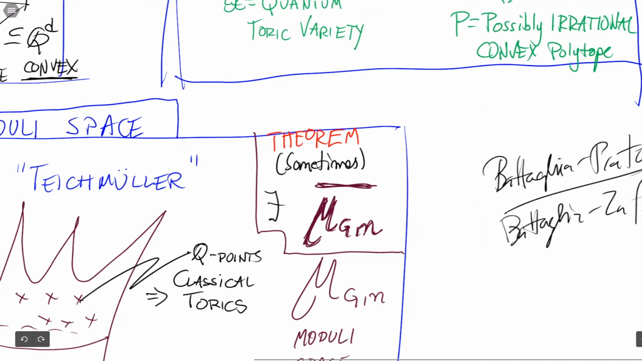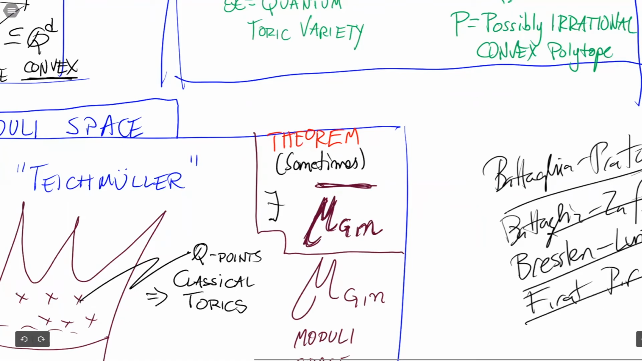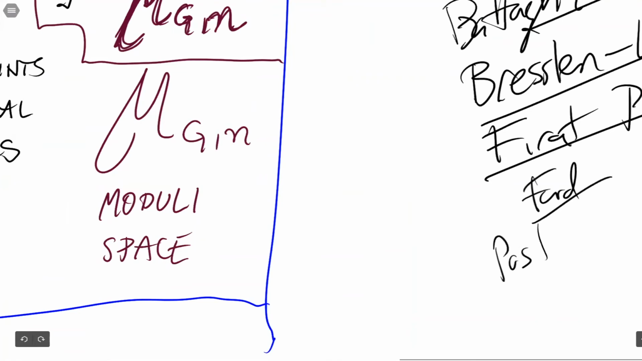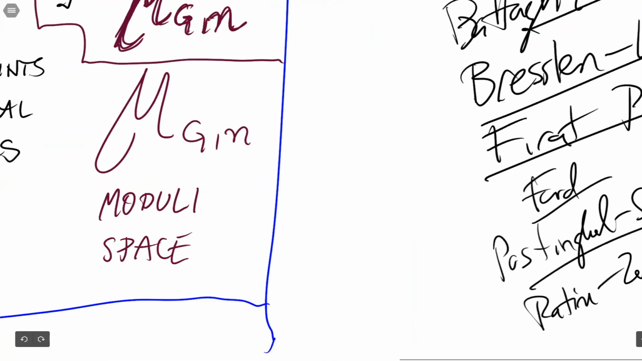And then there is the work of Paul Beresler and Luntz. And then there is the work of Firat Pir. And the work of, I'm running out of room. And the work of Forth. And the work of Postingel, I don't know the pronunciation, and Sotil. And finally, the work of Ratiu and Zung. And I may be missing someone.